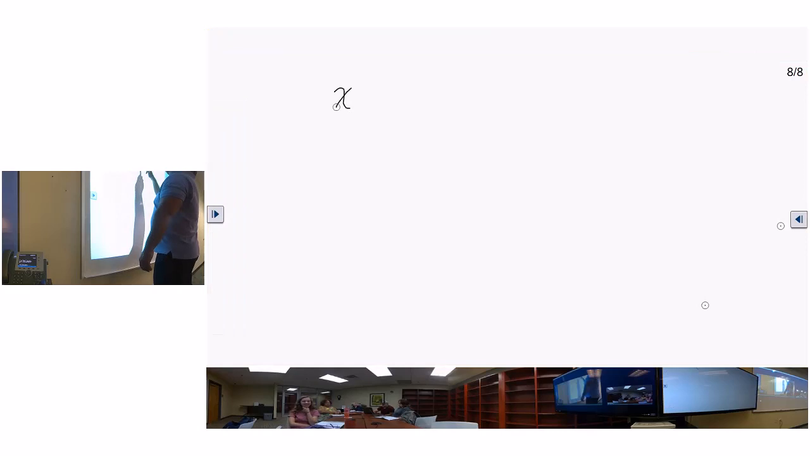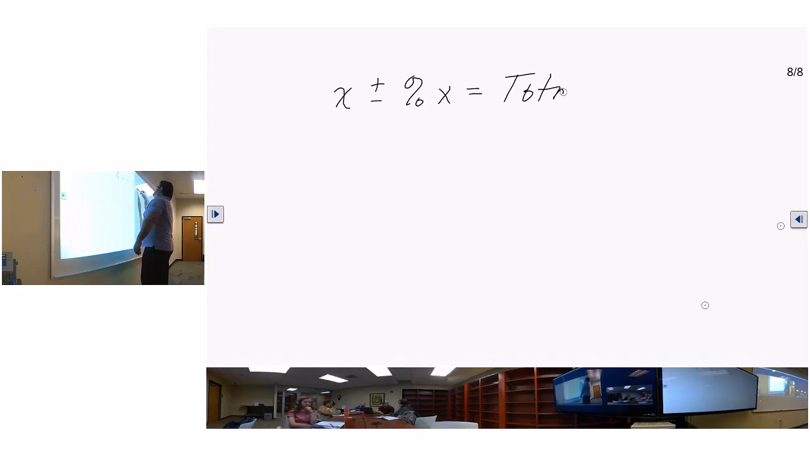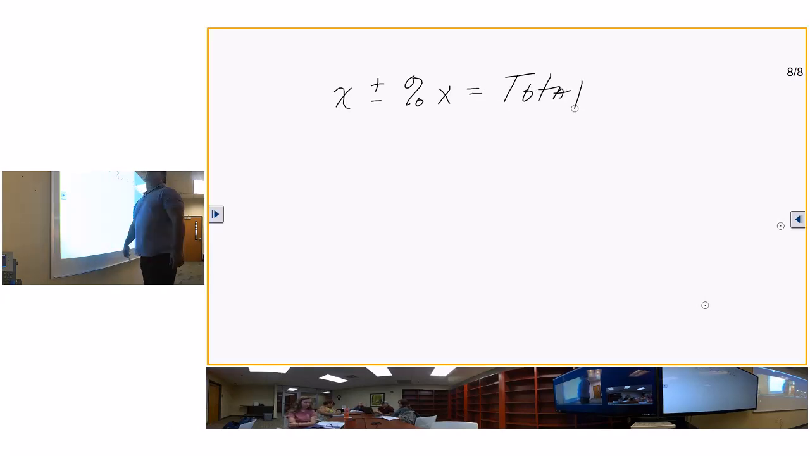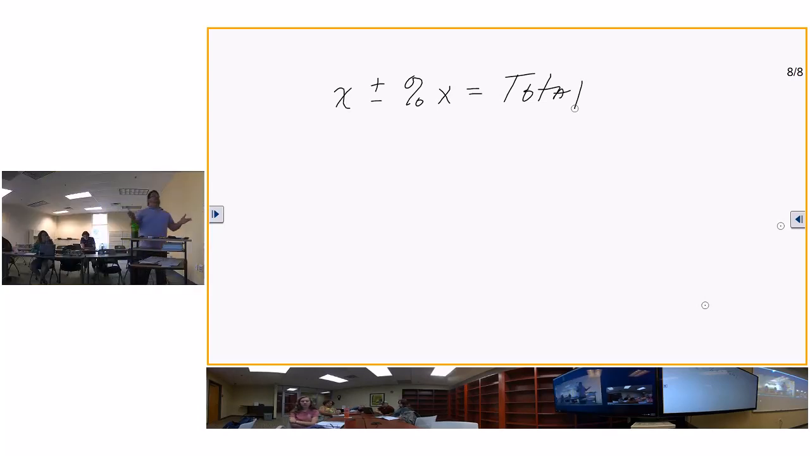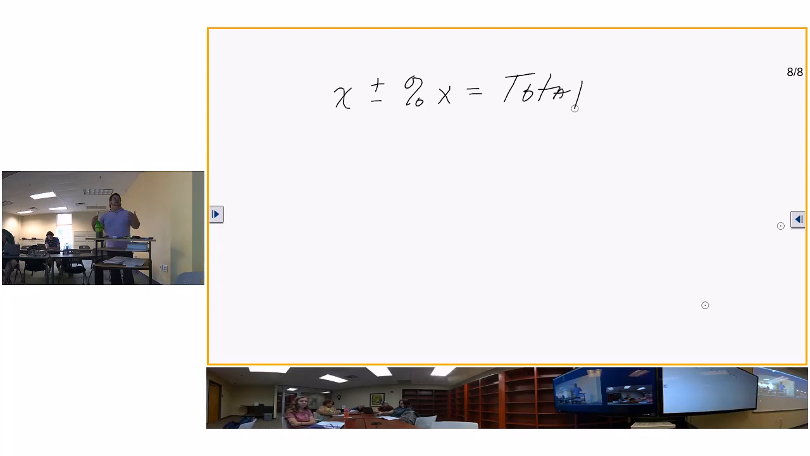I just like to say x plus or minus a percentage of x is equal to the total. That's called the Walmart equation. When I was in my first semester teaching, I came up with that, and everybody uses it. I didn't invent it, but everybody uses it in their head.